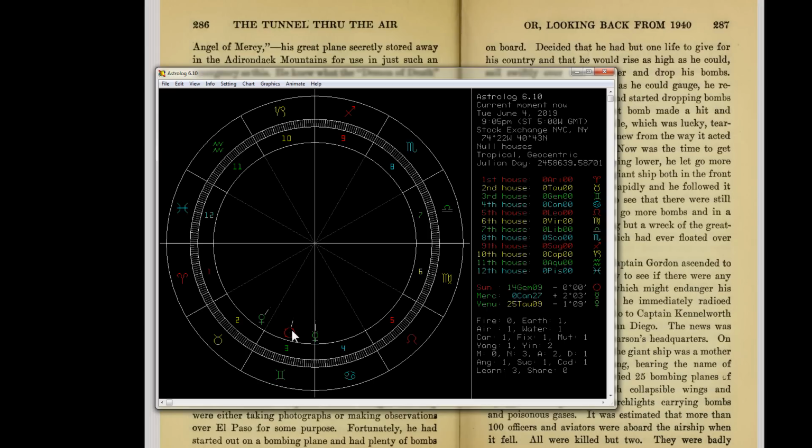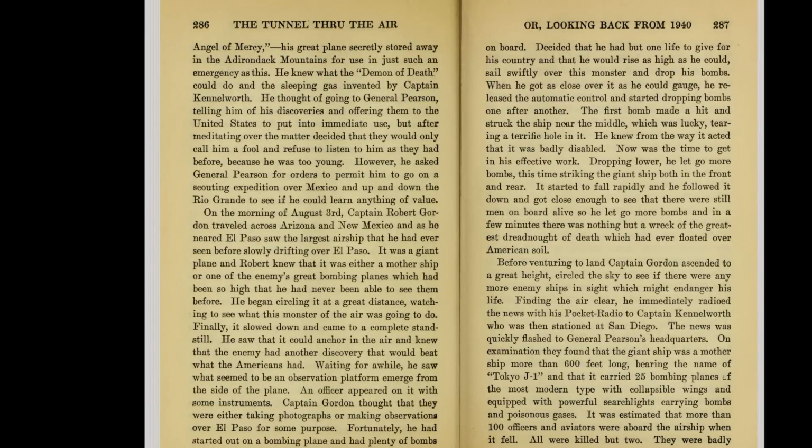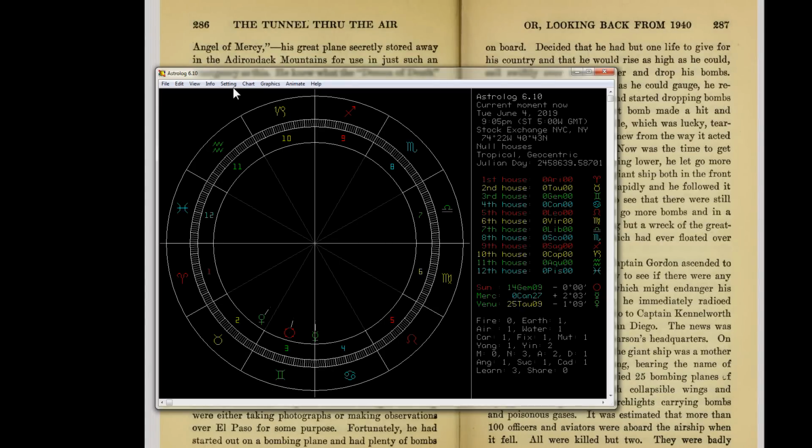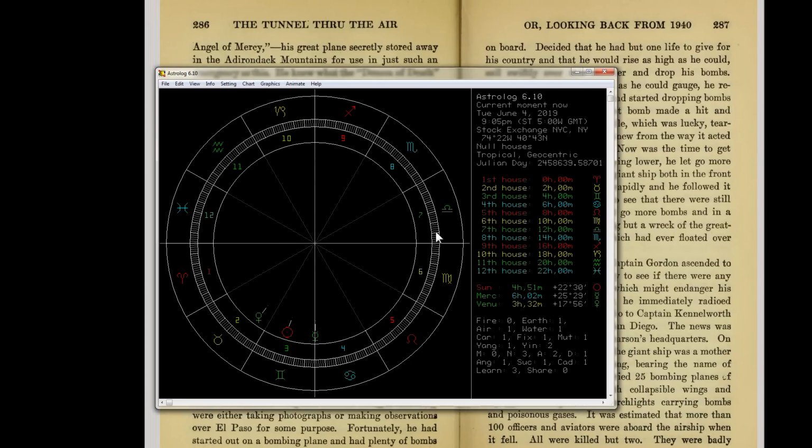But it's important to realize that there are 21,600 minutes of arc in a circle. Okay, so when we go to the equatorial system, it should have the hours and minutes on it. That's actually the proper way to look at it.